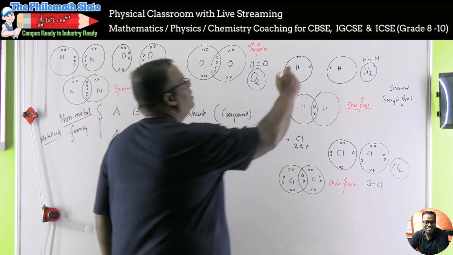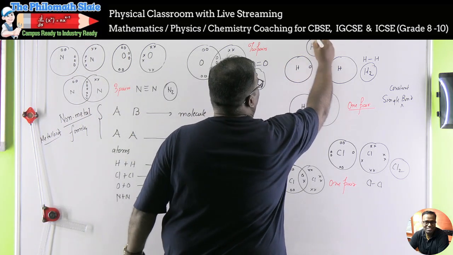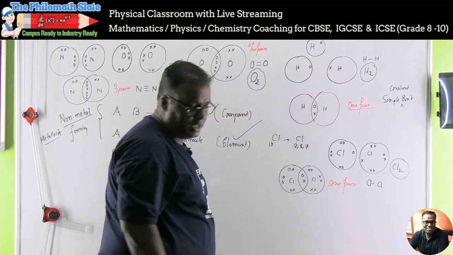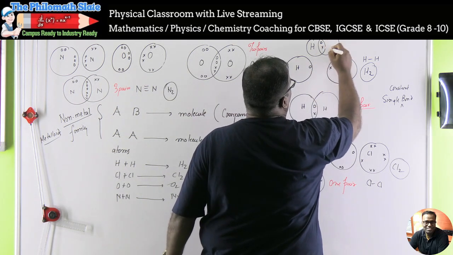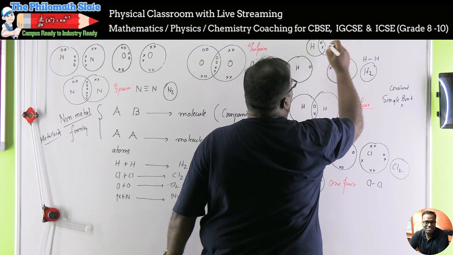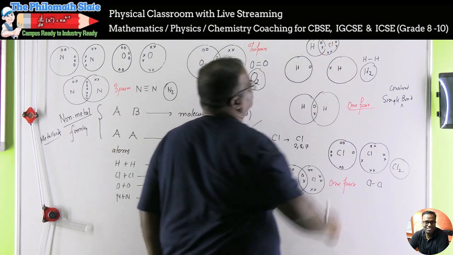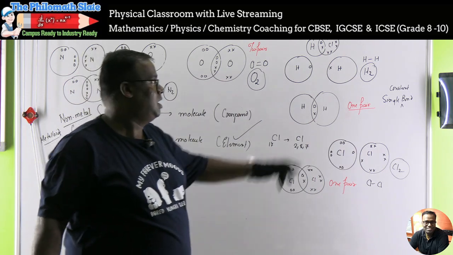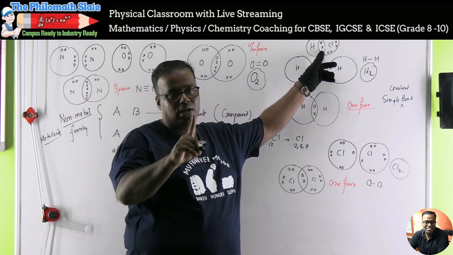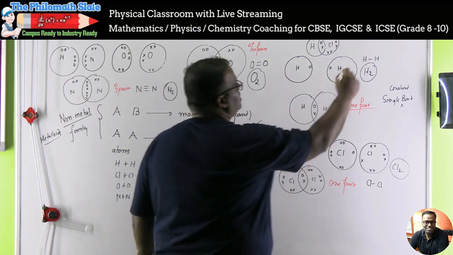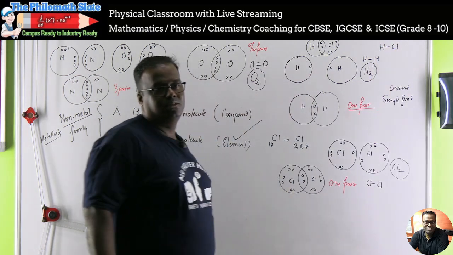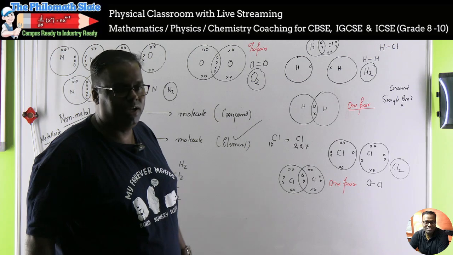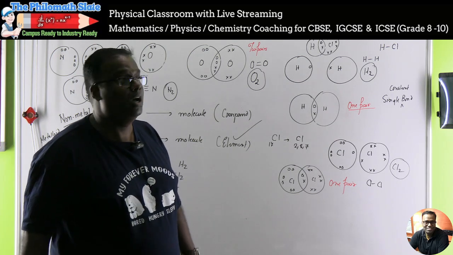Why not? Take an atom of hydrogen, it has got one electron, and bring an atom of chlorine. 1, 2, 3, 4, 5, 6, 7. How many pairs of electrons are shared? One pair. How will I write this compound? HCl. HCl, hydrogen chloride.